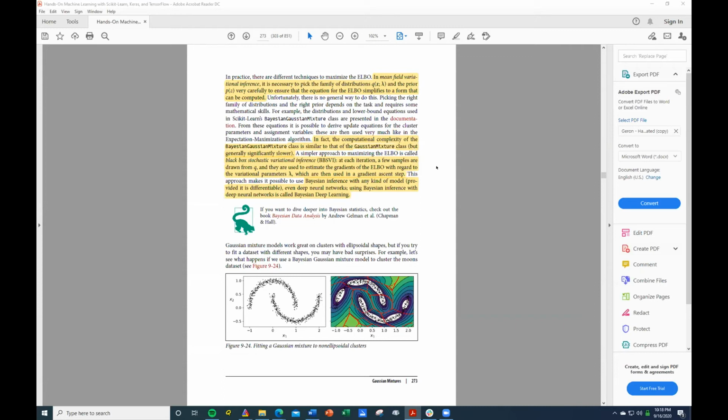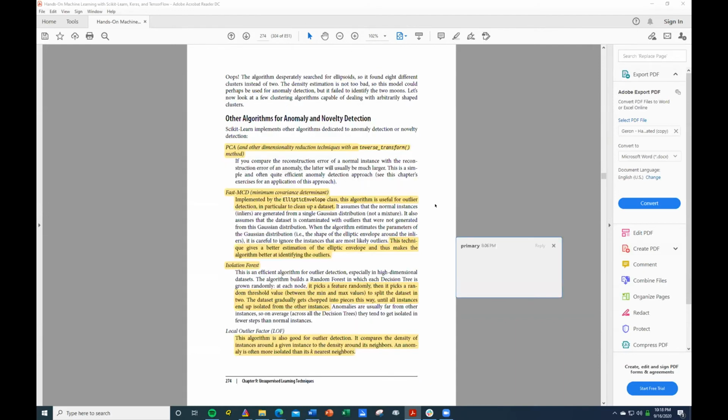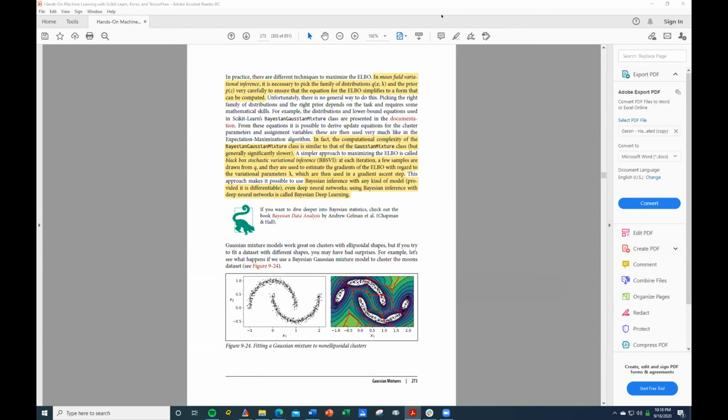Then a simpler approach is the black box stochastic variational inference model. At each iteration, you take a few samples, and they are used to estimate the gradients of the ELBO with respect to lambda. And then it's used in a gradient ascent step. So you're climbing out of the well instead of going down. That allows you to actually use Bayesian inference with deep neural networks, apparently. I haven't studied those yet, so I can't really comment about it. He gives us a kind of cool example with the ellipsoidals, and I will switch now to the Colab.